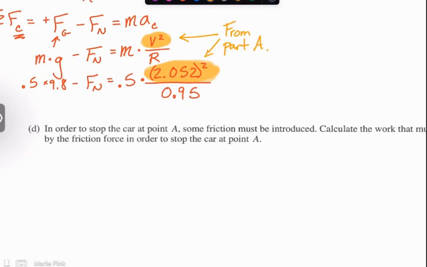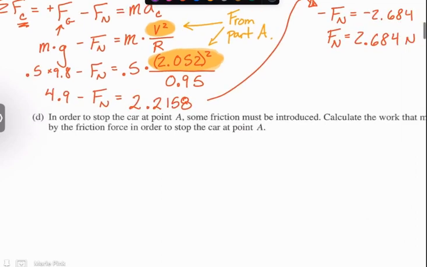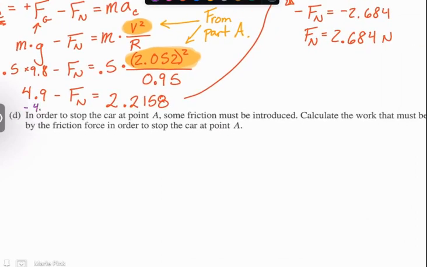All right, so we're going to use that velocity from part A. Otherwise, all of the numbers are given in the problem. All right, cool. So I subtract the 4.9 from both sides. And then I get negative Fn is equal to negative 2.684, which gives me a normal force of 2.684.